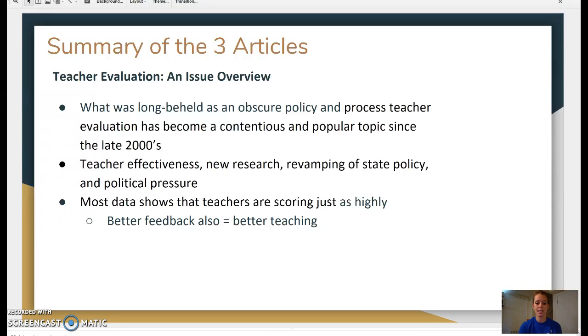What I thought was interesting is that most data shows, according to this article, that teachers are scoring just as highly as they did before. So teachers who were previously rated highly are also scoring just as highly. With evaluation processes being changed, I know that better feedback from evaluators has definitely been a component of it, and better feedback from evaluators should equal better teaching, which should equal student growth. And if that's ultimately the goal, then I don't find that the evaluation process change has been for the worse.